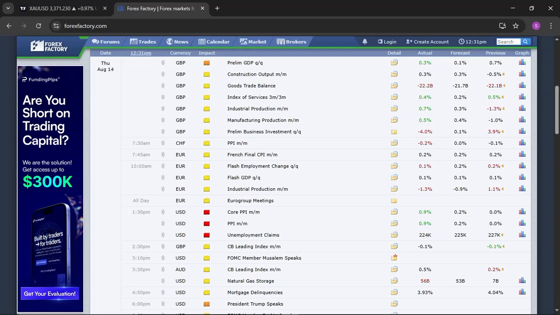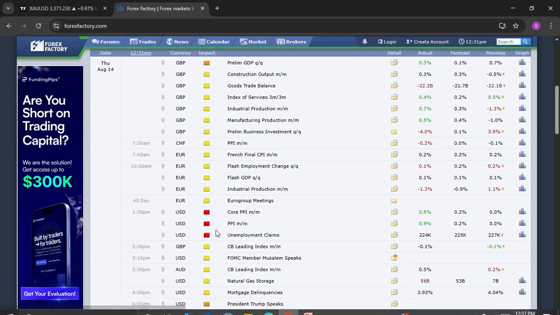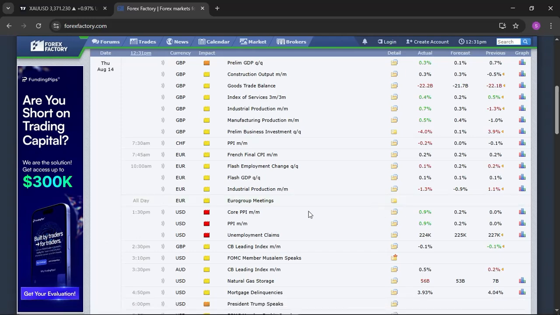Now in this particular day, on Thursday, by 1:30 p.m, we had three news: core PPI, PPI, unemployment claims. Now how would you read this news and analyze the movement of the market? The first thing you need to know is, you need to understand what is this core PPI, what is this PPI, what is this unemployment claim.